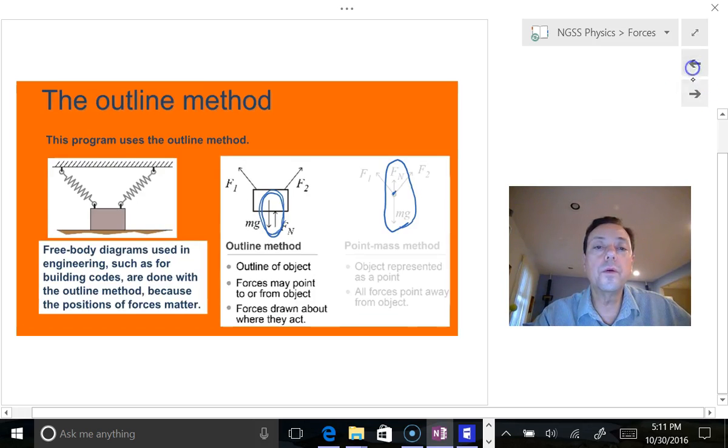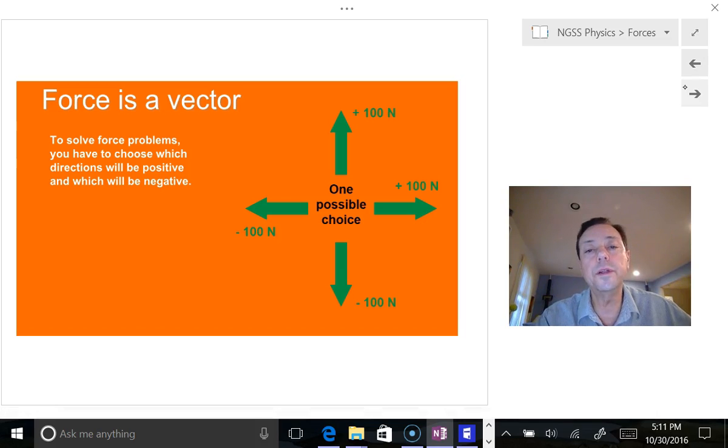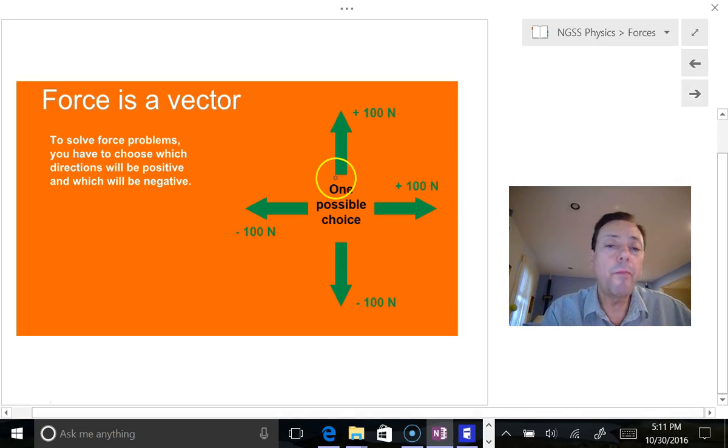So force is a vector. To solve force problems, you have to choose which direction will be positive and which will be negative. I always say just pretend this is a number line, and the object itself is at the origin. If you go to the right, it's positive. If you go to the left, it's going to be negative. If you go up, again, positive. If you go down, it's going to be negative.